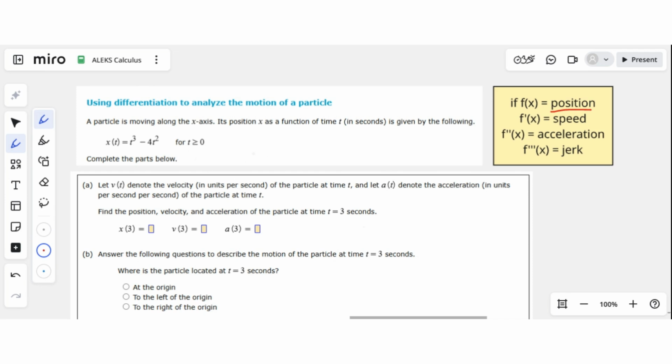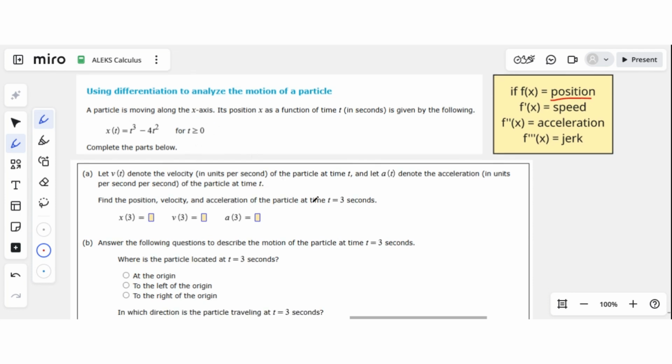Its position x as a function of time is given by the following. x of t is t cubed minus 4t squared, and that's for anything where t is greater than 0. So in the first part of this problem, it says let v of t denote the velocity. So velocity is another word for speed. So this is going to be our first derivative of the particle at time t.